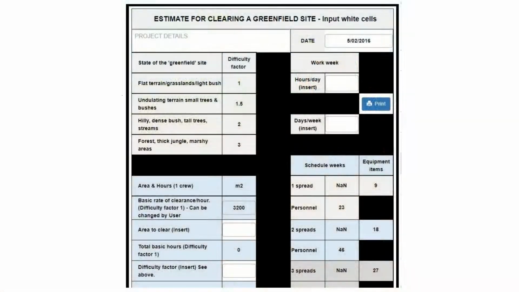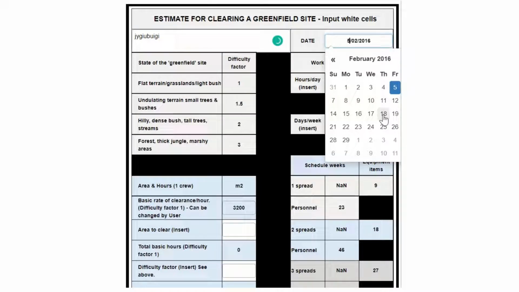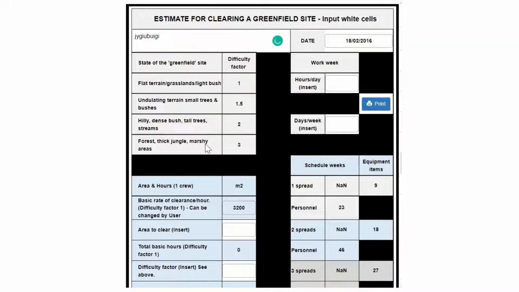Okay. Now starting from the top, we are told that white cells are generally for inputting data, and we can give the estimate a title and enter today's date. Then moving down to the right, we are required to enter the hours per day and number of days per week that our crew will be working. Let's say 9 and 6, respectively.